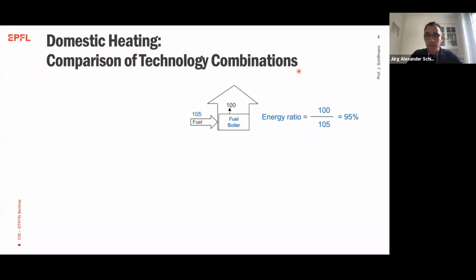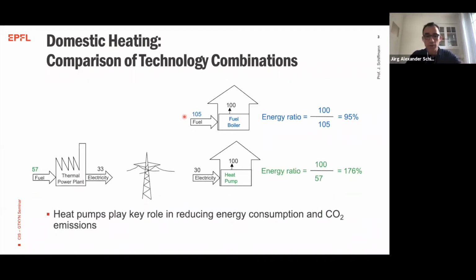Okay. Now, if rather than burning that fuel in a fuel burner at your home, you burn it in a thermal power plant, a centralized power plant, a modern one here with about 60% efficiency, you feed the electricity into the grid, you take the electricity from the grid and drive a heat pump, well, then that energy ratio looks completely different. It basically allows to cut down the primary energy consumption, and also the CO2 emissions by nearly 50%.